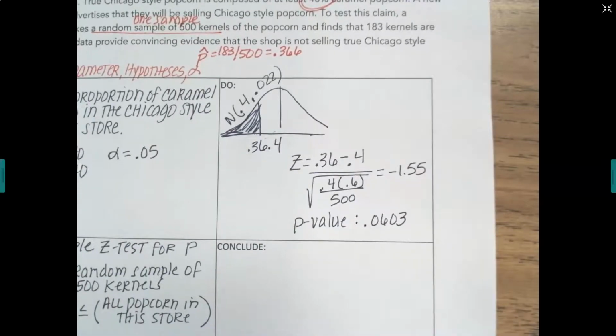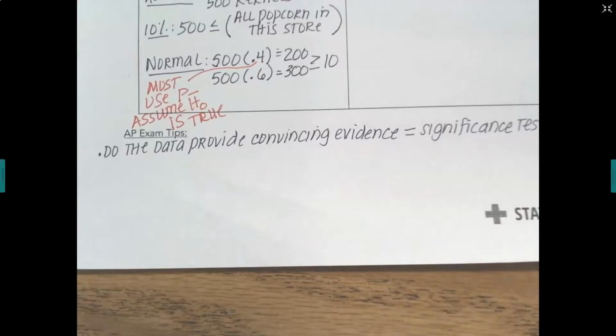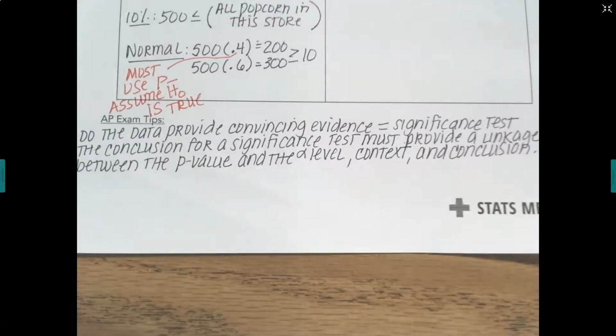Okay. Now, we're going to make a conclusion, and before we write that, I want to remind you what you need to include for your conclusion. So that's going to be our next AP tip. The conclusion for a significance test must provide a linkage between the p-value and the alpha level. You must also include context and a conclusion. And so we had a way that we did this. There were 3 components that we included when we were concluding our significance tests.